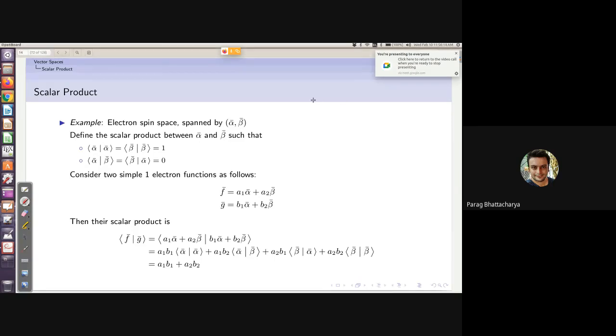We have learned about vector space and we have learned about scalar product. Vector space is one concept that we have learned about, and today we have learned about another concept, which is known as the scalar product. Both of these together will give us a very, very special vector space, and that is known as a Hilbert space.